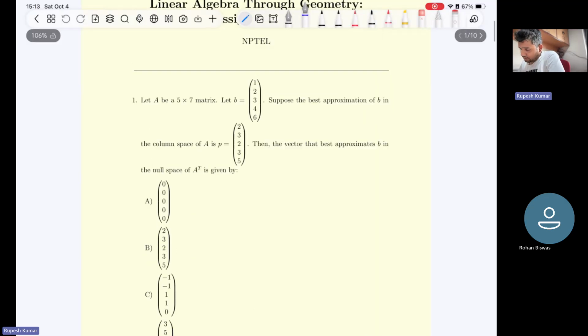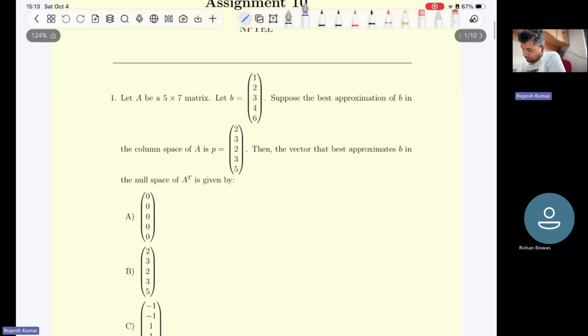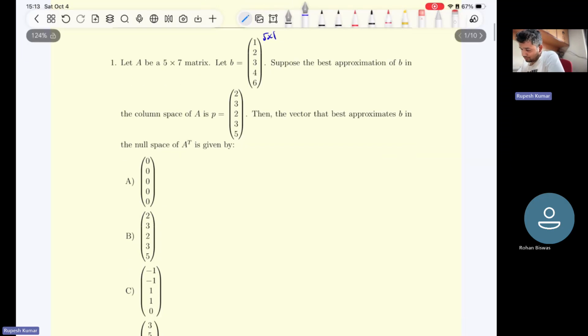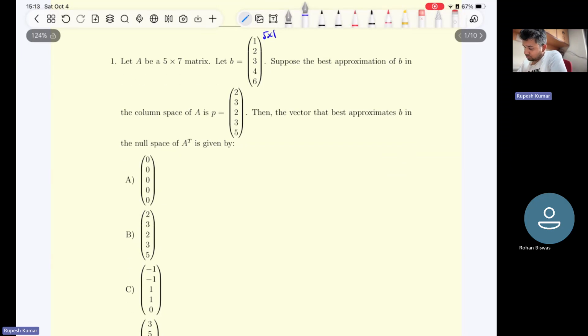So let A be a 5 cross 7 matrix and B be this vector, 1, 2, 3, 4, 5, a 5 cross 1 vector. Suppose the best approximation of B in the column space of A is P, which is 2, 3, 2, 3, 5. Then the vector that best approximates B in the null space of A transpose is given by, right? So how should you proceed with the solution?